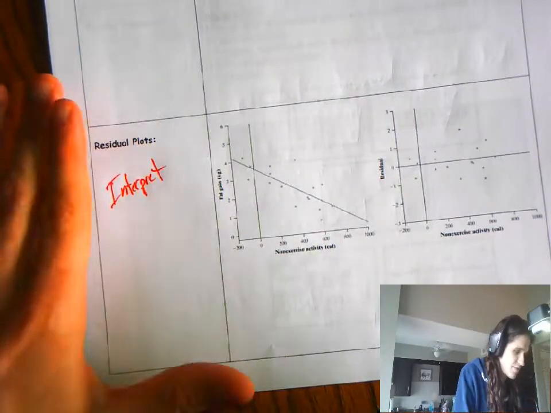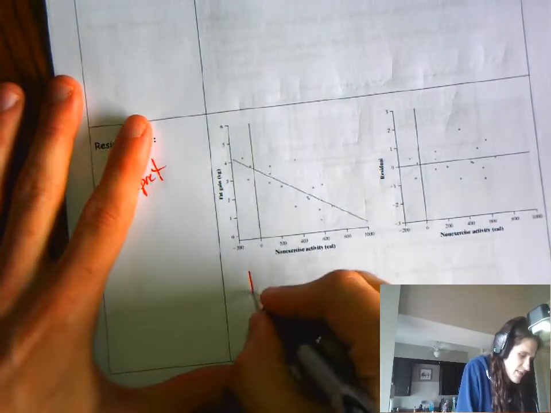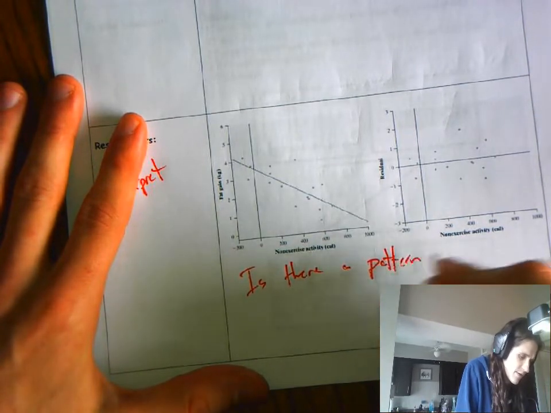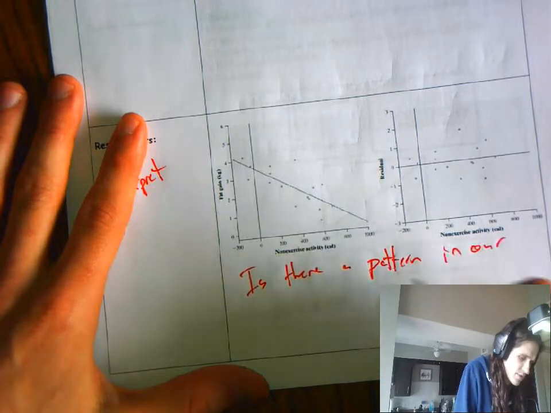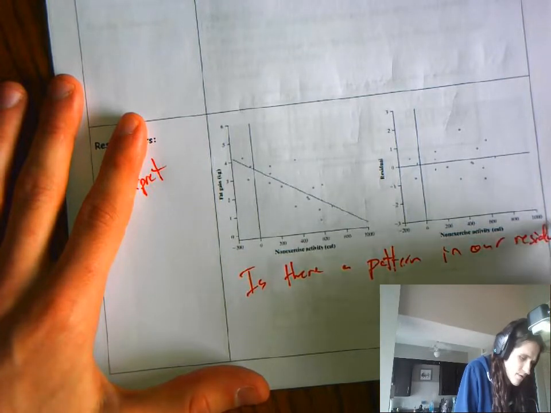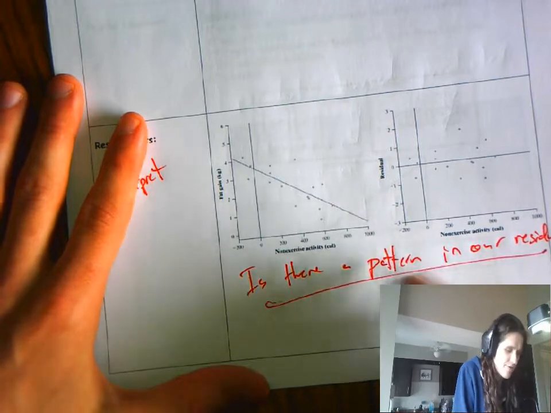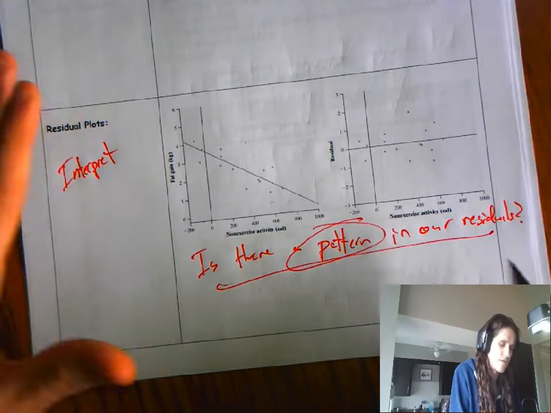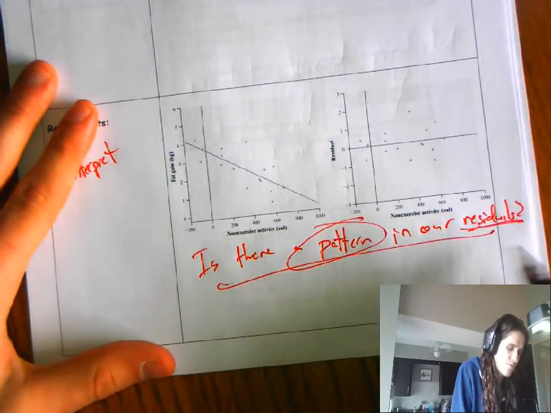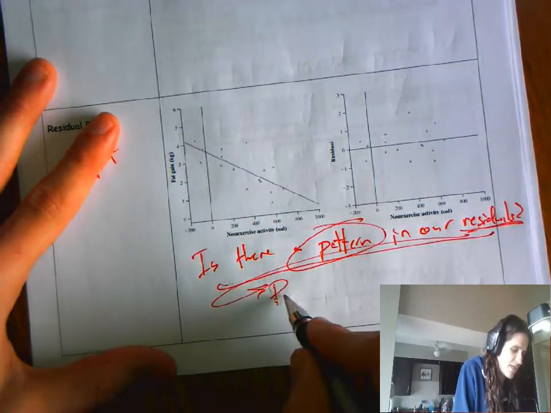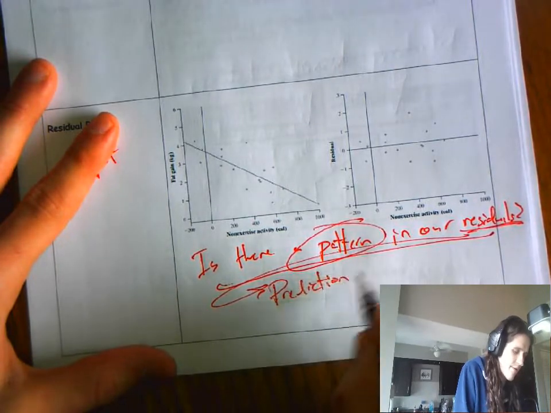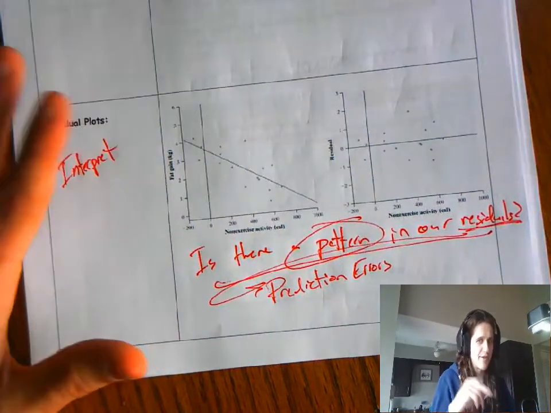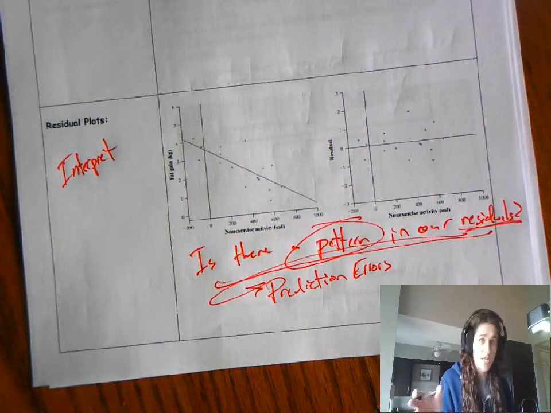And what does that mean? A residual plot shows: is there a pattern in our residuals? Why do we care if there's a pattern? Well, what are residuals? Residuals, recall, are prediction errors. A residual only happens if our predicted value isn't the same as our observed value. So it's a prediction error.